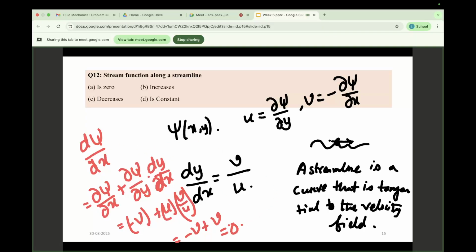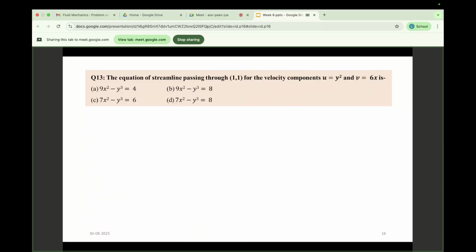As the derivative of this with respect to x is 0, we know that if the derivative of something is 0, that means the function is constant. This implies psi is constant, right? If you do not understand this, just integrate and you will get psi is constant. So our correct option is option D, that it should be constant. Okay, so this is a fundamental concept. I am moving to the next question. I am giving 1 minute to solve this one. Please have a try.